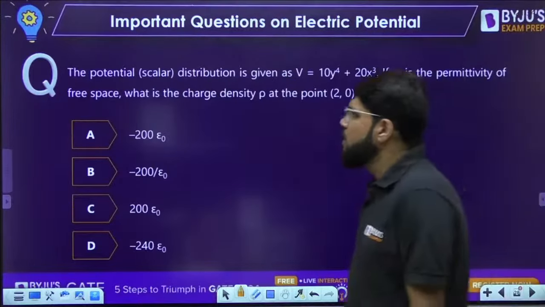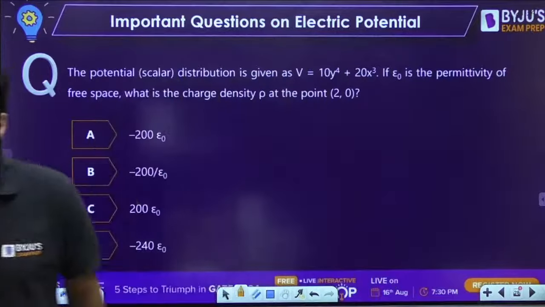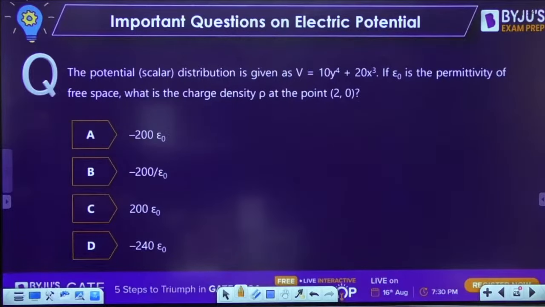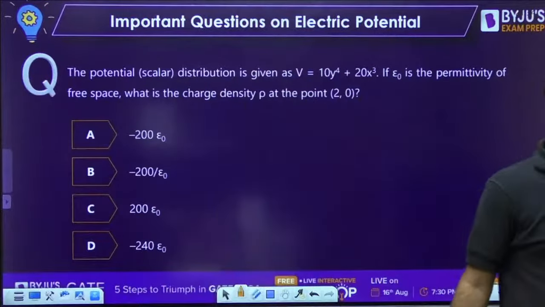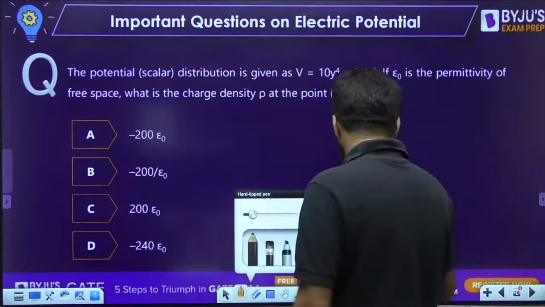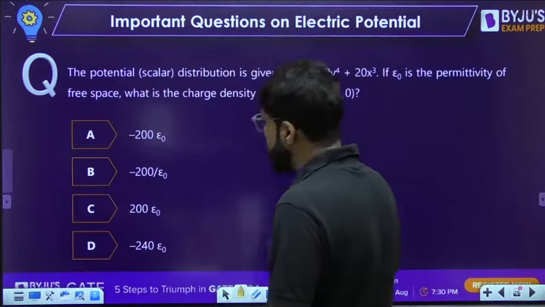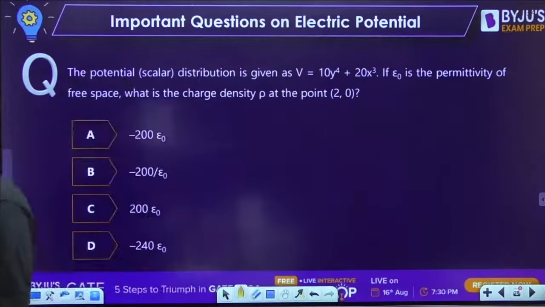Next one. The potential scalar distribution is given as 10y power 4 plus 20x cube. If epsilon naught is the permittivity of free space, what is the charge density at the point 2, 0? What is the charge density at the point 2, 0?